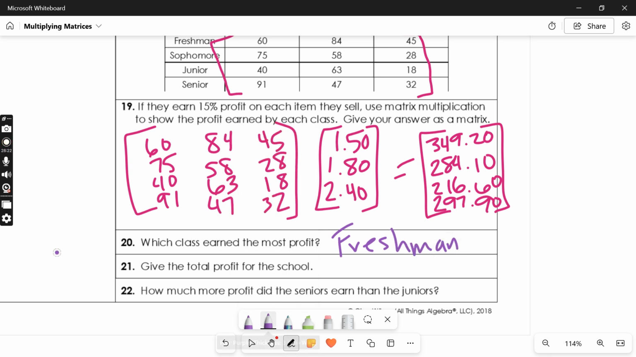Okay. Give the total profit for the school. So to find the total profit, we would add up everything together. So if we add those all together, we would get 1147.80. And then how much more profit did the seniors earn than the juniors? Okay, so we're going to do our seniors total minus our juniors total. So seniors minus juniors would be 81.30.